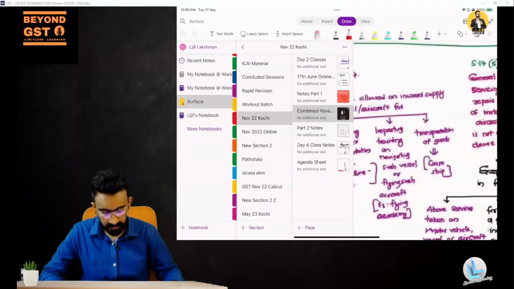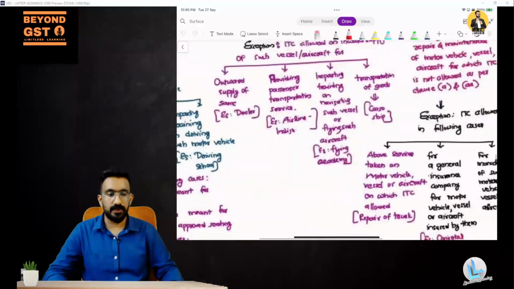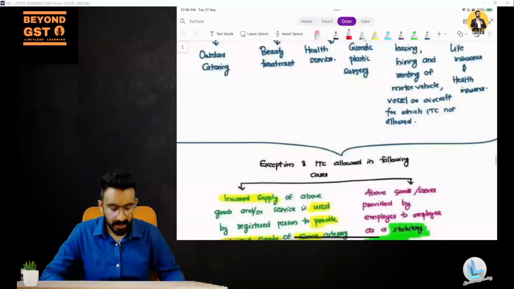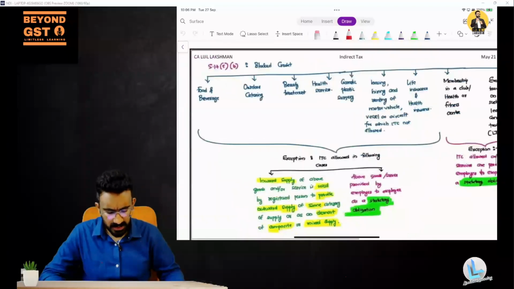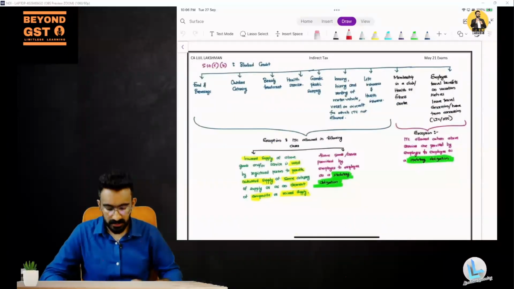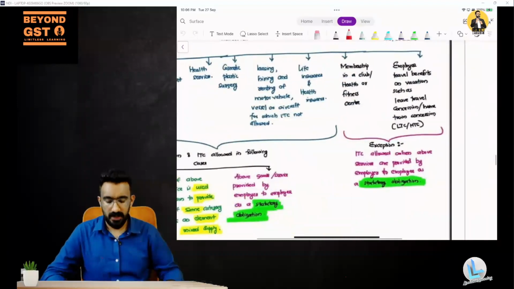Okay, so the first chart is over. Now the second chart. It's very easy to learn the second chart. The second chart has 9 activities which are blocked. 9 types of inward supplies are blocked. We will learn the first 7, then the next 2. First one.